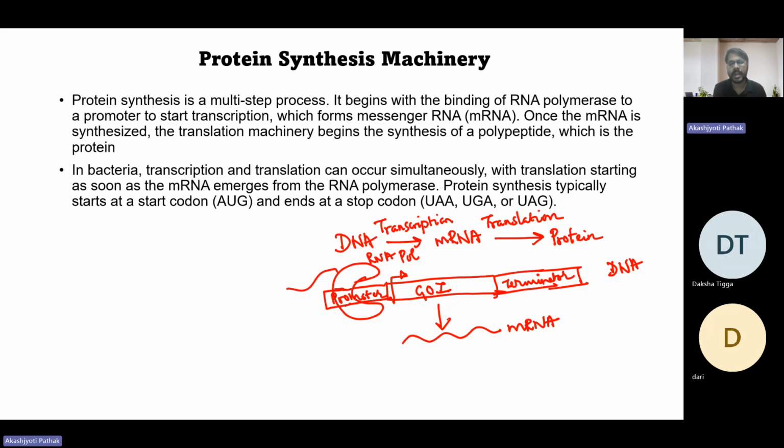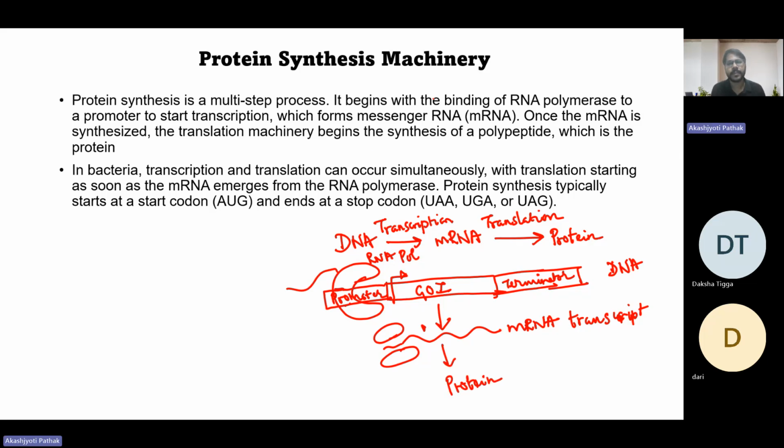And this process takes place multiple times. Depending on the level of protein that is required by the cell, this transcription can take place multiple times, and as a result you will get multiple mRNA transcripts. Once you have the mRNA transcript, what happens next? Your ribosome will come. There is a ribosomal binding site present on the mRNA, and the ribosome will attach there and translate this mRNA into protein. Okay.